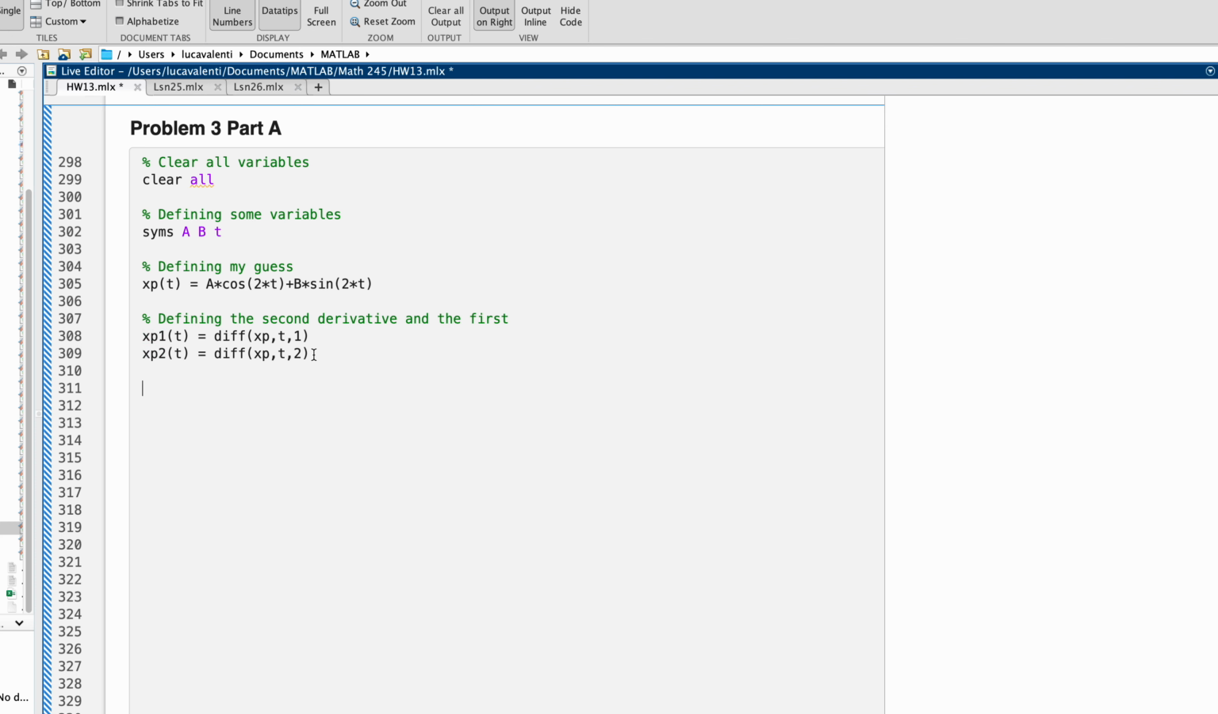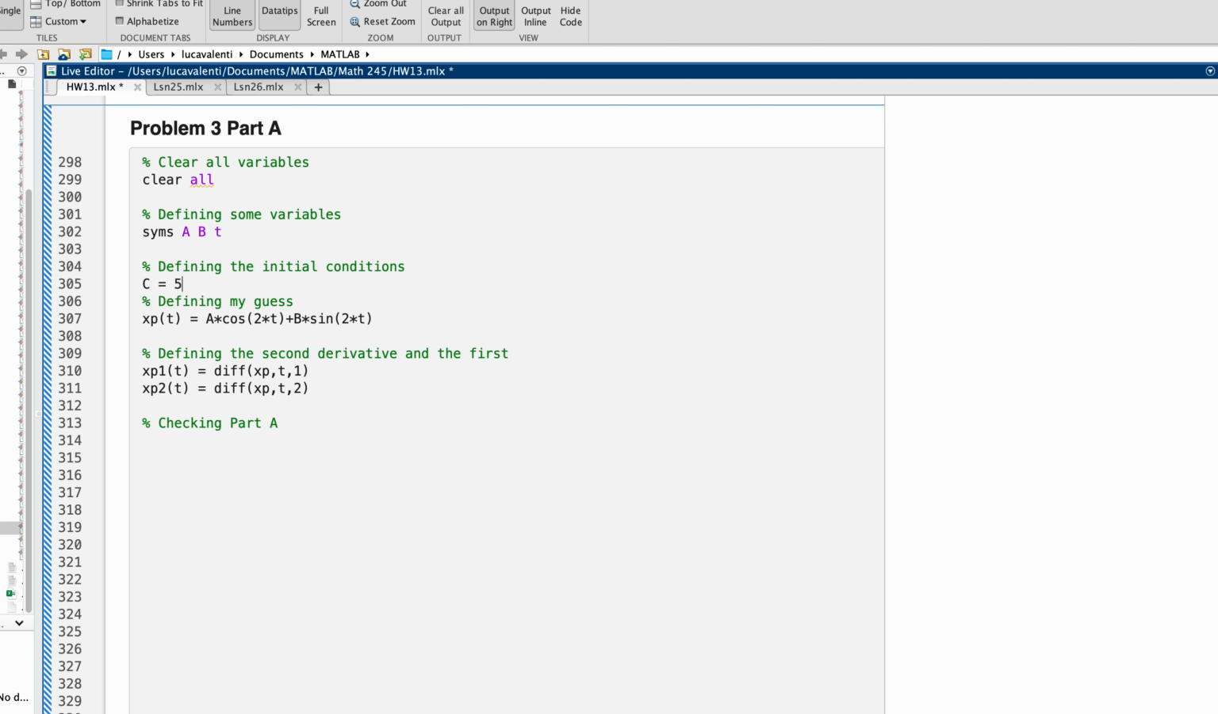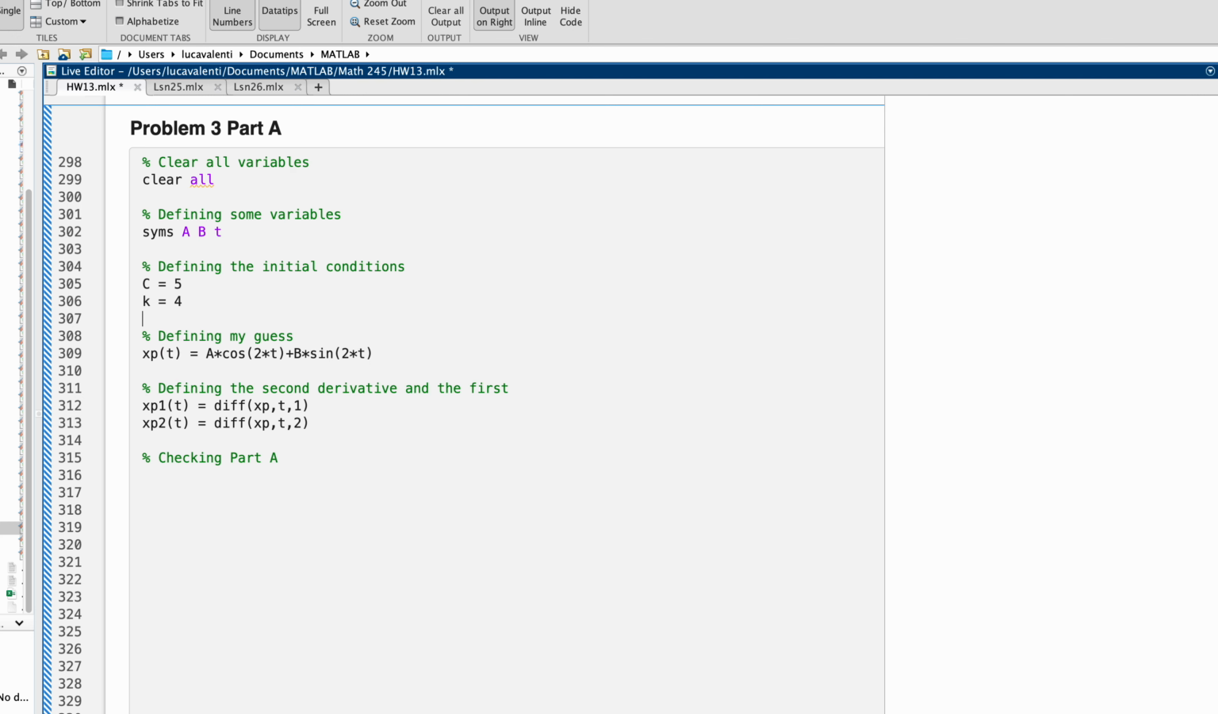Okay, so now that we have this, what are we going to do? Well, we can even check that I wrote it correctly if we let it output. Now I'm going to put it back into my original equation. So checking, and we had two different ones. I'll check part A first. So for part A, I know they said don't solve it, but let's just check. So if C is 5 and K is 4, let's define those here. Defining the initial conditions: C is 5 and K is 4.